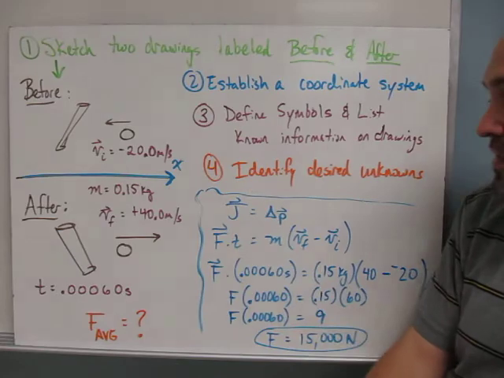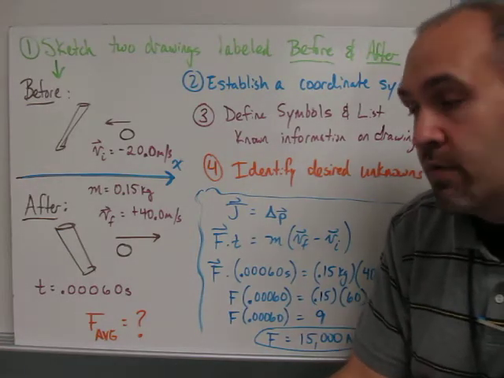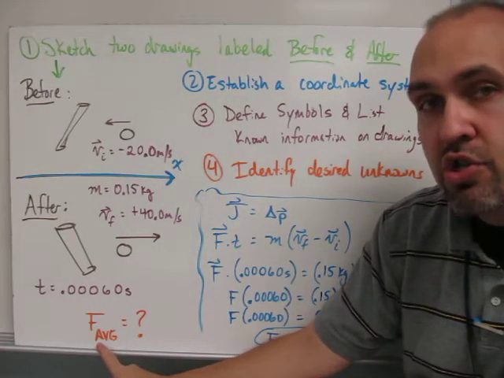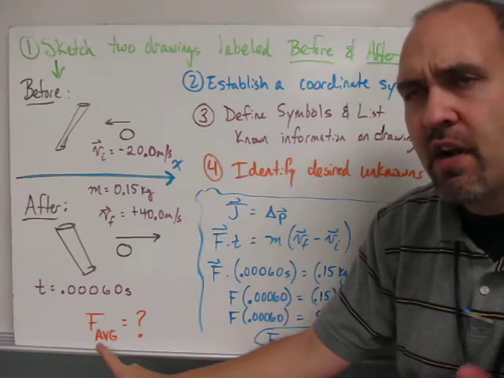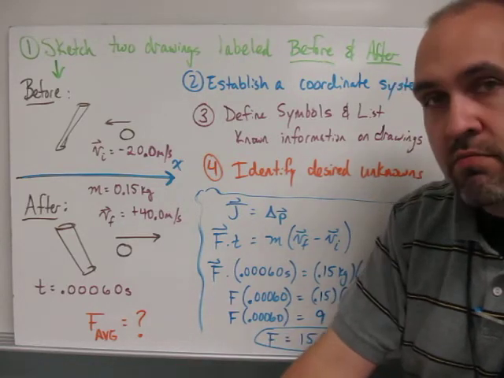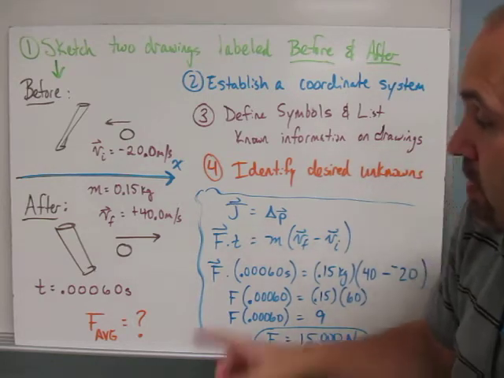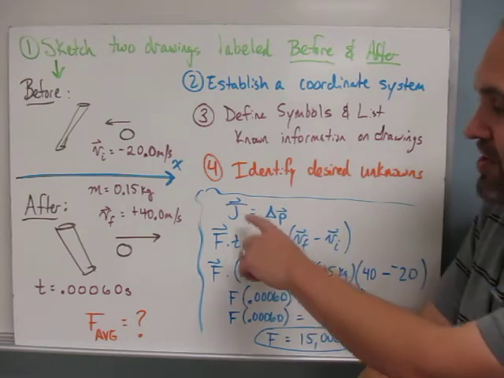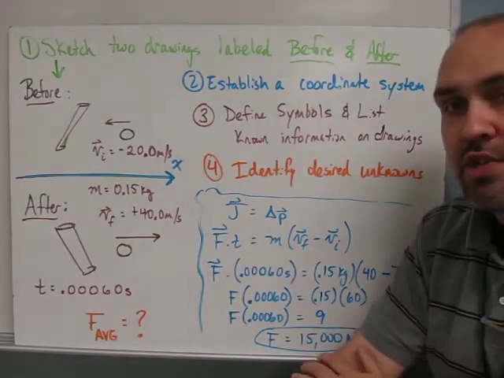Fourth thing, identify the desired unknown, and what we want to know is how hard that bat pushed on the ball, at least on average. It might not be a constant force, but we can calculate the average force using the impulse momentum theorem. And then we go to impulse and momentum. So J equals delta P, that's impulse equals change in momentum.